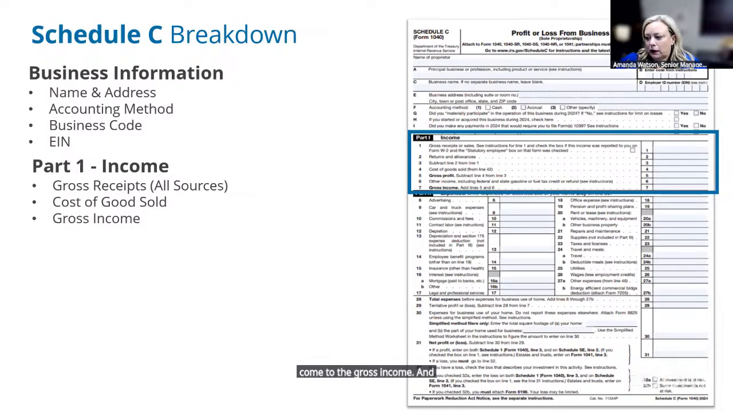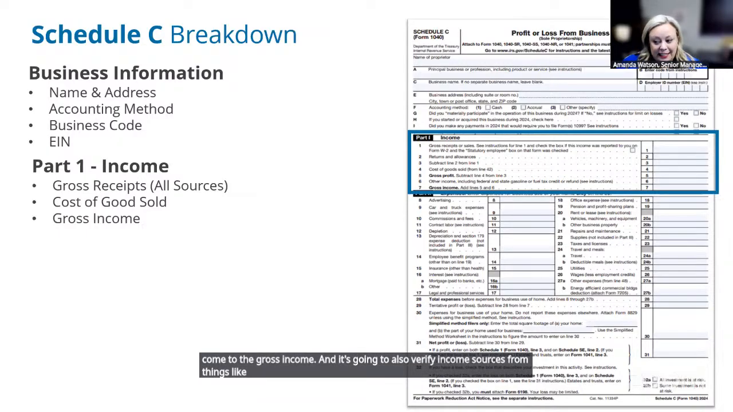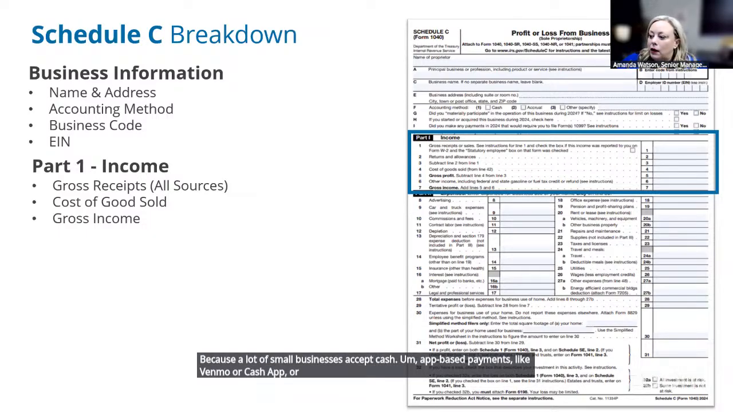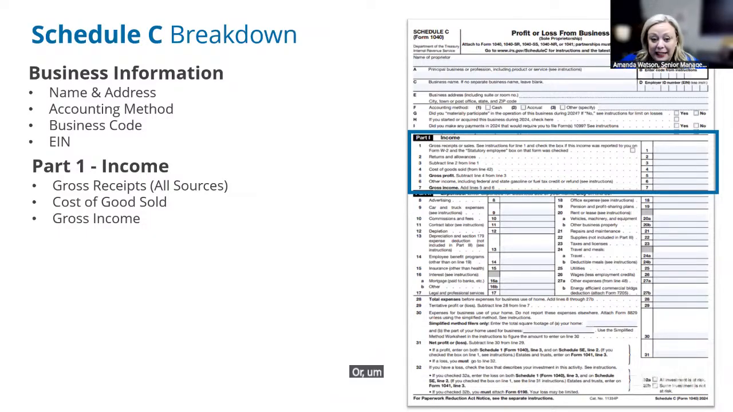It's going to also verify income sources from things like the 1099-NEC, and that is, of course, the 1099 for non-employee compensation. But it also can include things like cash, because a lot of small businesses accept cash, app-based payments like Venmo or Cash App or PayPal, or it may be any kind of checks, credit cards, any of those types of things would be included here. And again, if your taxpayer uses inventory, the cost of goods sold will be reported in this section too.